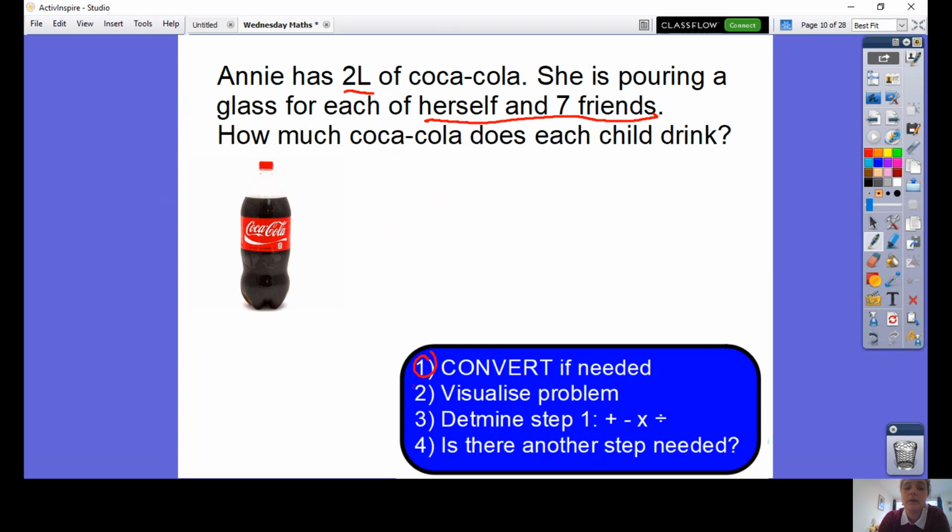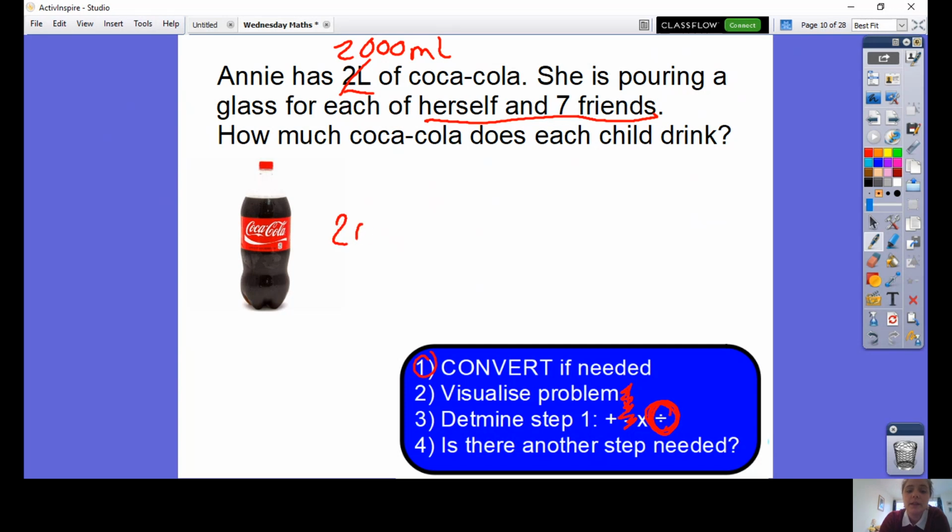Step 1, convert. 2 litres, I know, is 2,000 millilitres. Okay, step 2, visualize the problem. See her holding a large bottle of Coca-Cola and she's pouring it out for all of her friends. What's happening there? Is that adding, subtracting, multiplying, or dividing? I could do it with repeated subtraction if I knew how much was being given out, but I don't. It's being split into equal groups, that means I am dividing. If your groups are equal, you need to find the answer through division.